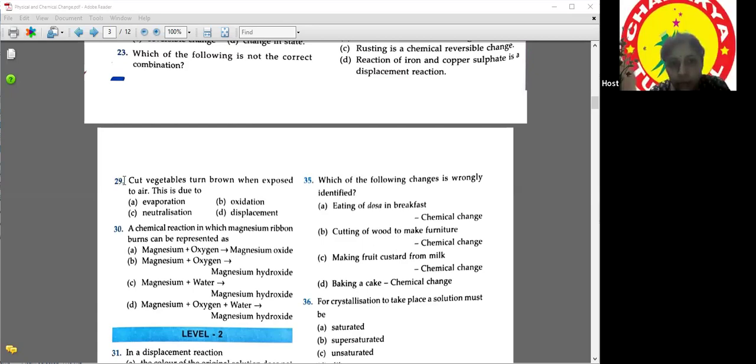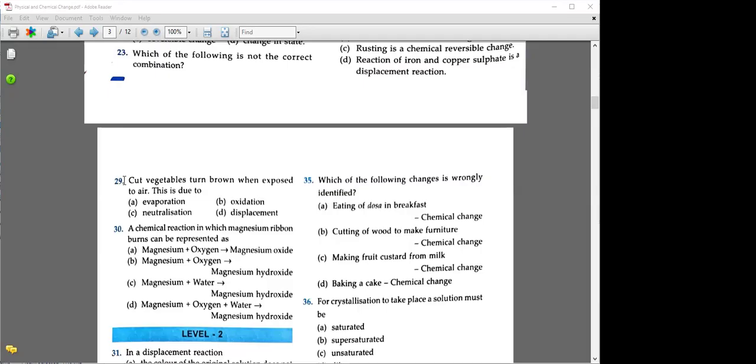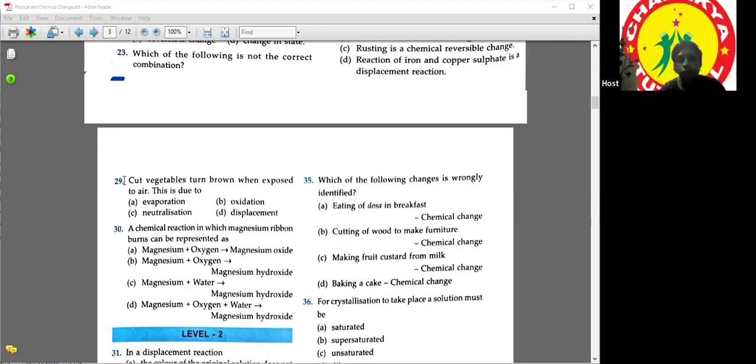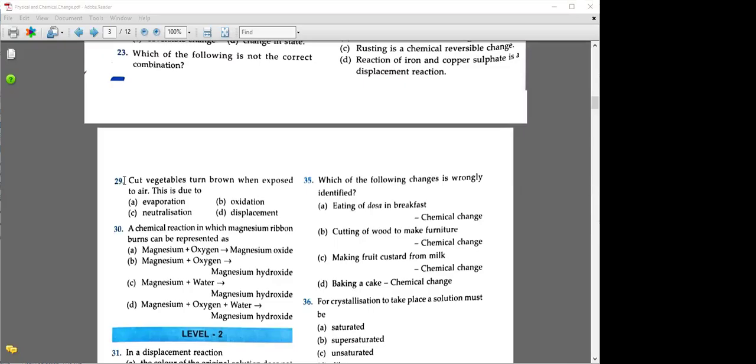Cut vegetables turn brown when exposed to air. This is due to... Come on, tell me. Oxidation? Option B.